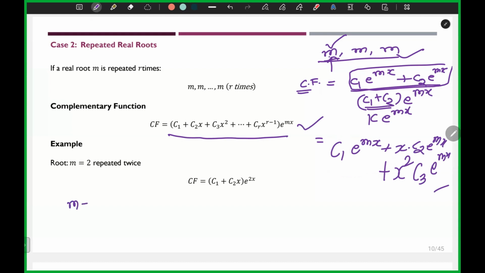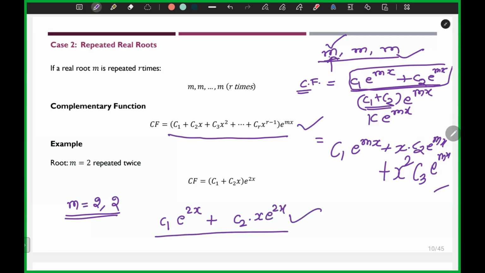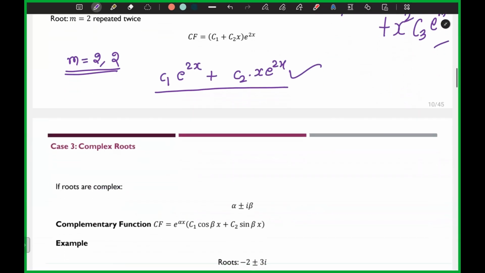So when we have root m repeating 2 times, we simply write c1 into e to the power 2x plus c2 into x times e to the power 2x. So this repeated real roots case is also covered now.